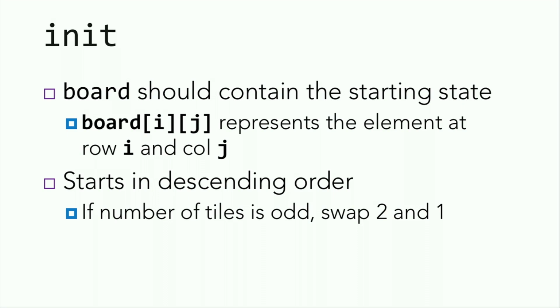To initialize your board, you can use loop structures to contain the starting state of the board, where board[i][j] represents the element at row i and column j. They start in descending order, and remember that if the number of tiles is odd, then you're going to have to swap the location of 2 and of 1. So there we have our initialized board.